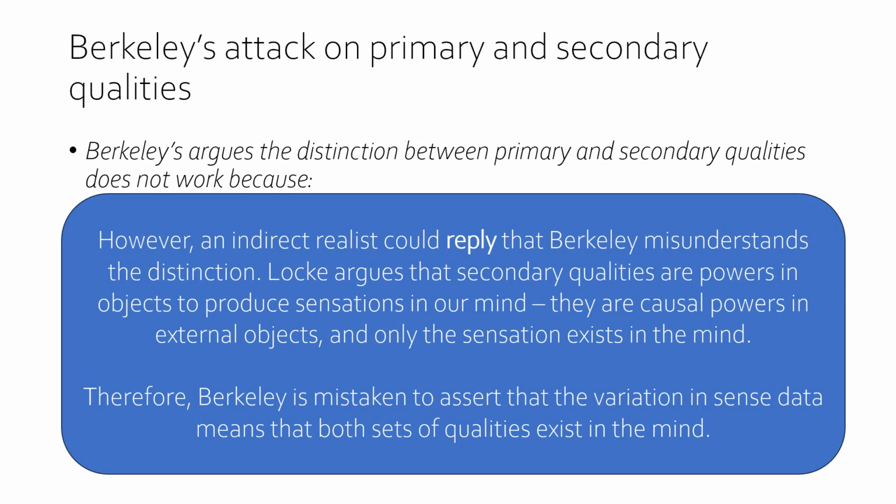But I think an indirect realist could reply here that Berkeley misunderstands the distinction. Locke argues that secondary qualities are powers in objects to produce sensations in our mind. They are causal powers in external objects, and only the sensation exists in the mind. Therefore, Berkeley is mistaken to assert that the variation in sense data means that both sets of qualities exist in the mind, because they are both causally produced by external objects. The mere fact of variation does not show that they exist only in the mind. So Berkeley has misunderstood the distinction here.